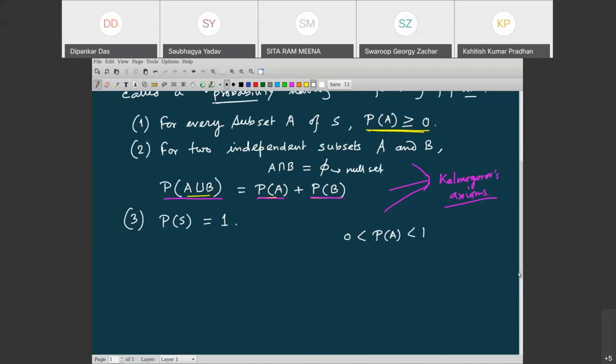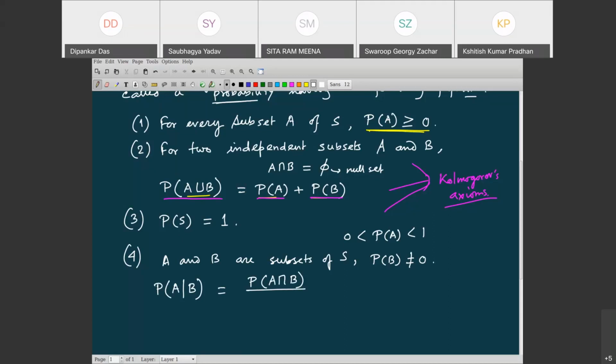Now there is a fourth axiom. This fourth axiom we actually proved yesterday in the frequentist approach to probability. But in this abstract formalism, there is no way to prove it, and that's why we just introduce it as an axiom. That's the rule for conditional probability. So suppose again A and B are subsets of S, but this time I do not say anything about their independence. We also assume that P of B is not equal to 0, that is, B is not a null set. Then the conditional probability P of A given B should be equal to P of A intersection B divided by P of B.